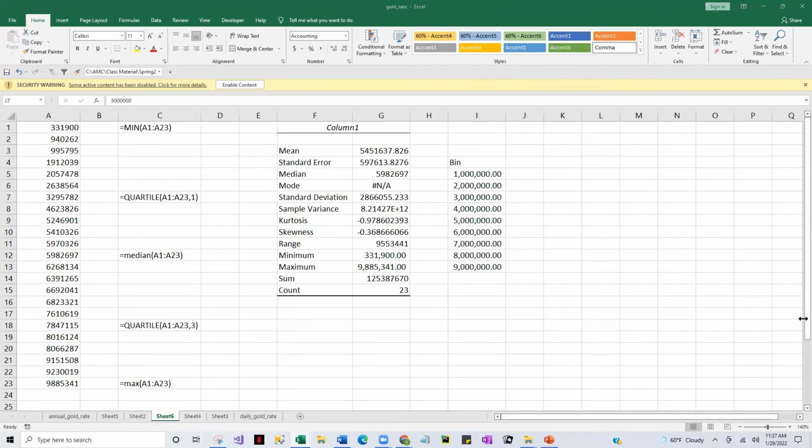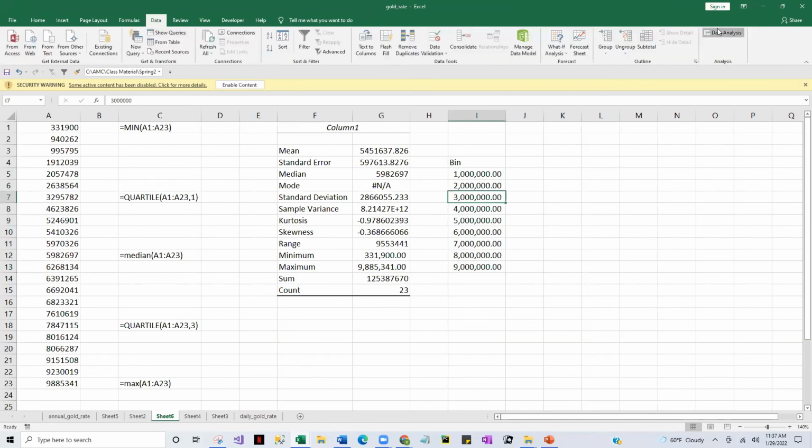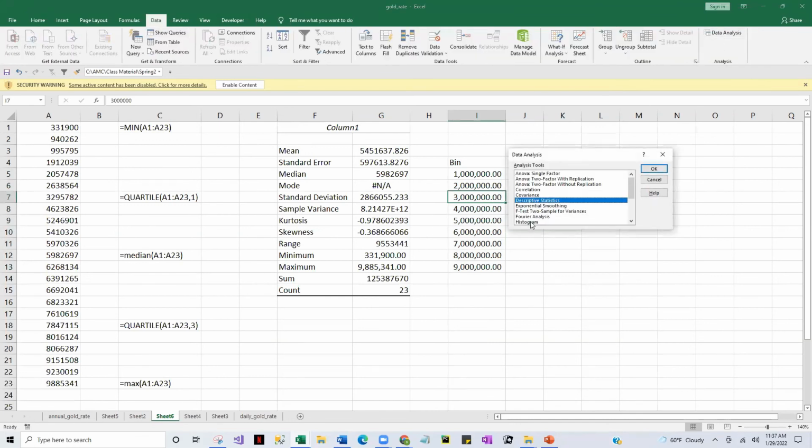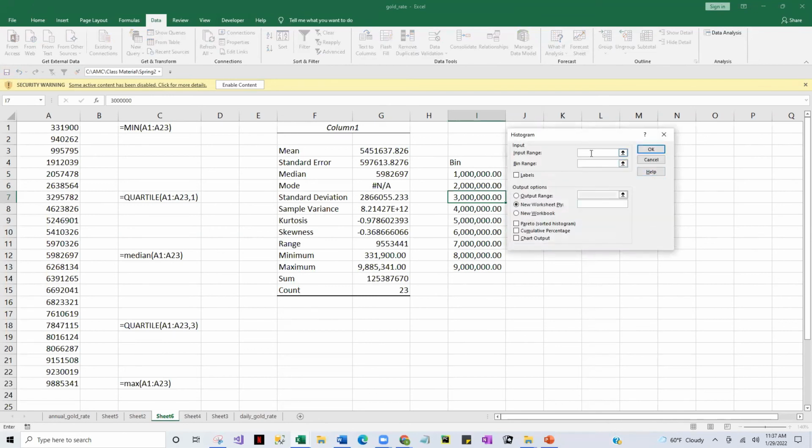Then I'm going to go to the data tab, do the data analysis, and use the histogram. Click OK. And here you need two things: the input range and the bin range. That's why we created a bin. So first we are going to talk about the input range. So here is the input range, that is the input, and this is the bin. Bin means how you want to categorize the data.